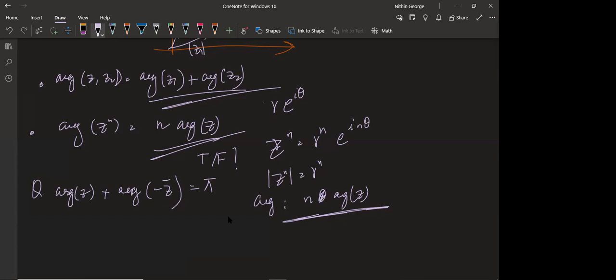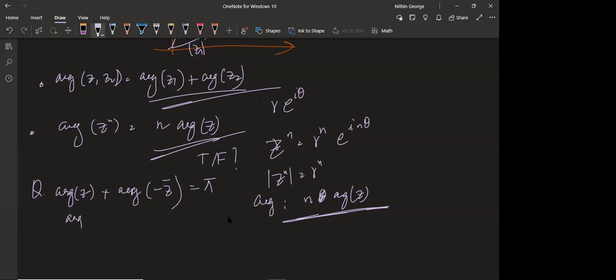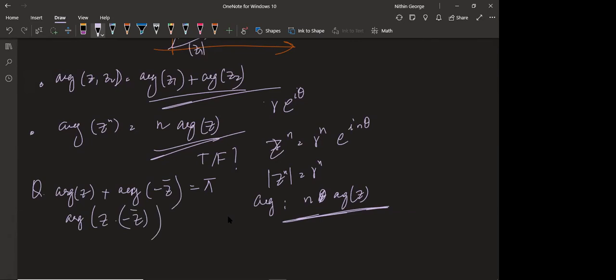Guys, can we do it something like... Yeah, tell me. Can we do it like... Yes, tell me. The argument of z into minus z conjugate, and then... Lovely. This is what I wanted you to do from the beginning. Thank you so much. Okay.